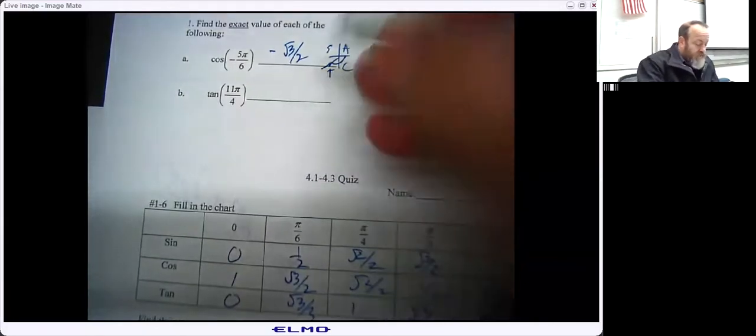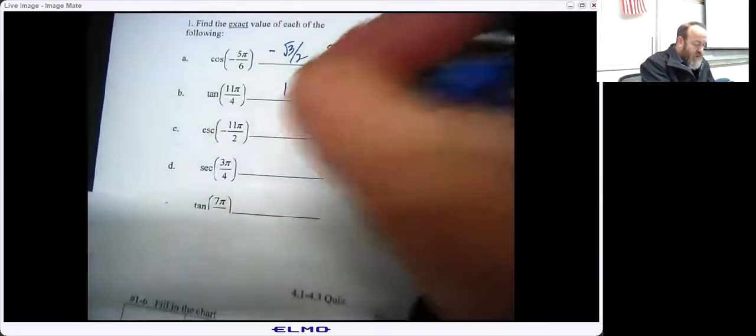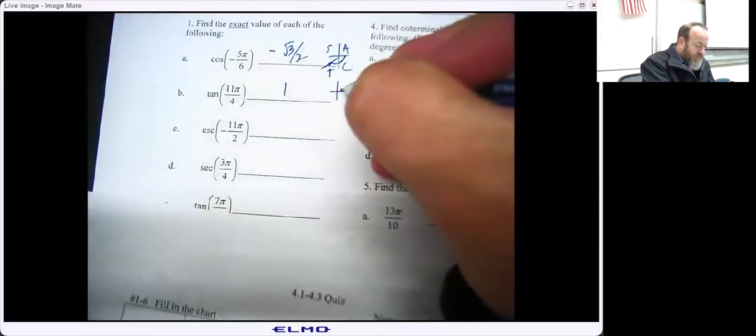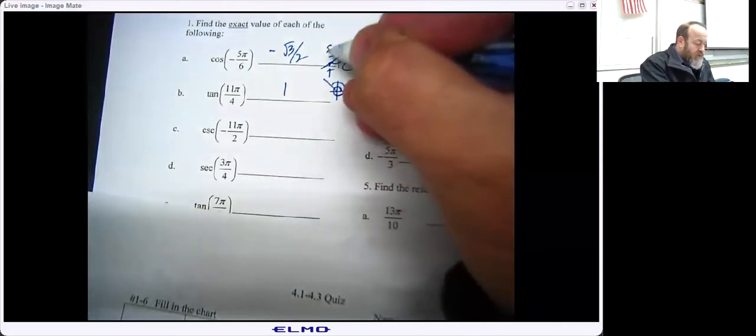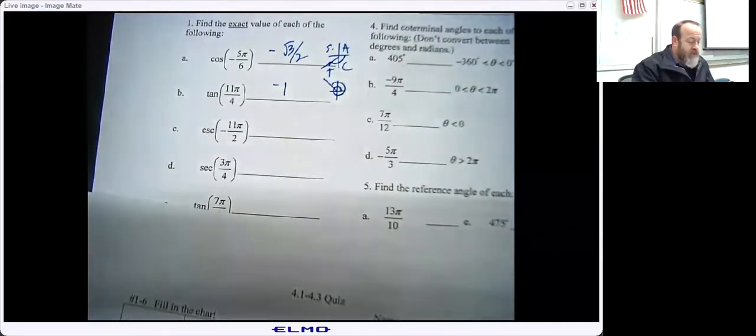Now, 11 pi over 4: the tangent of any kind of pi over 4 is 1. So again, rotating by 4 is 4, 8, not quite 12. So again, we're in the second quadrant. Second quadrant does not have a positive tangent.